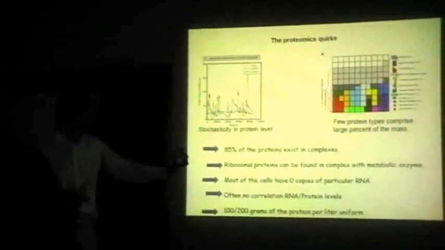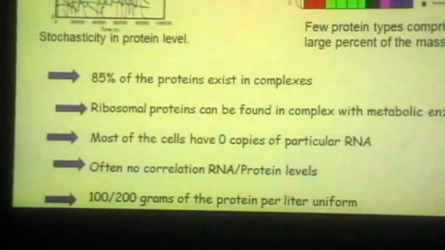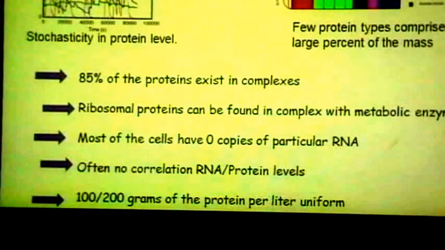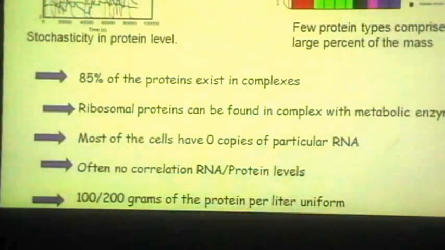And what is also interesting, most cells have 0 copies of a particular RNA in the cell. So that means in a whole population you have it, but for just this particular cell at this moment in time, you don't have any.